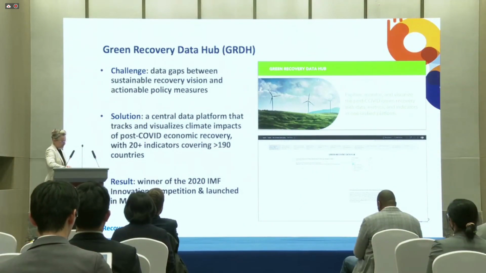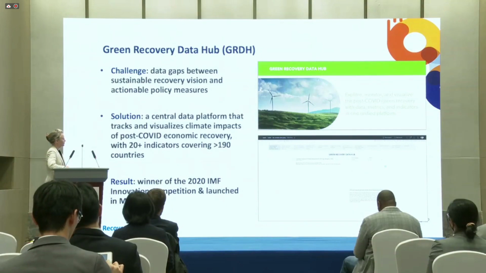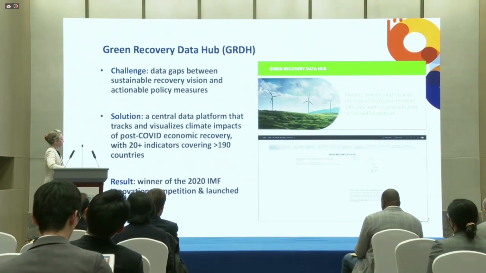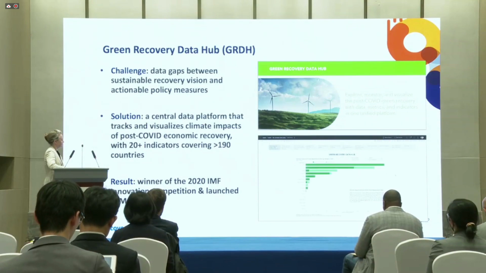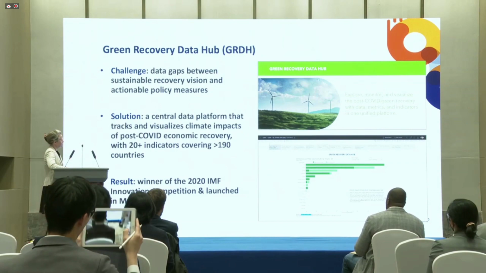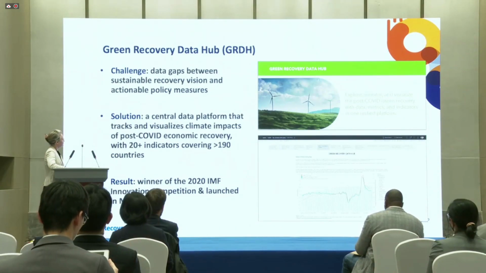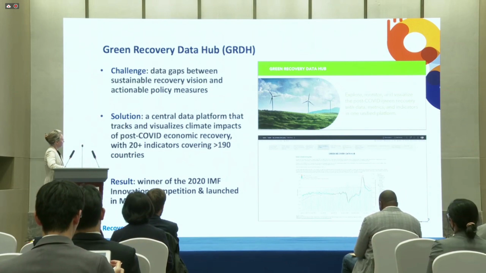In the aftermath of the COVID outbreak, more countries have been seeking to rebuild their economies while also aligning with sustainability or climate change objectives. However, monitoring this effort can be challenging due to the highly fragmented nature of the data, as well as data gaps that make it difficult to form concrete policy measures for sustainable recovery visions.